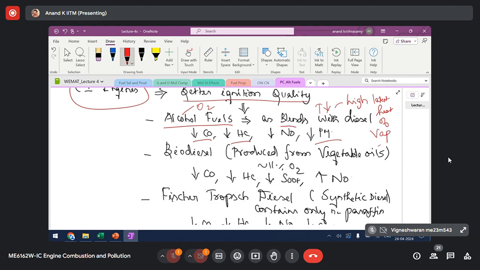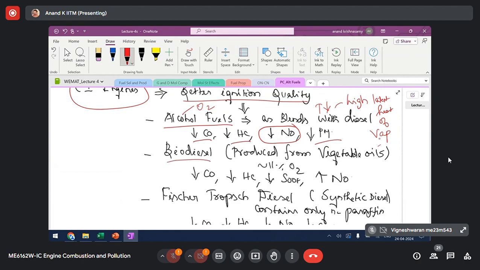Okay, so they can bring NO levels down because they can reduce temperature in the cylinder. So you can see here that alcohol fuel at a lower blend level can bring down all the 4 primary pollutants in CI engine. So this is where we have an interest in using alcohol fuel.